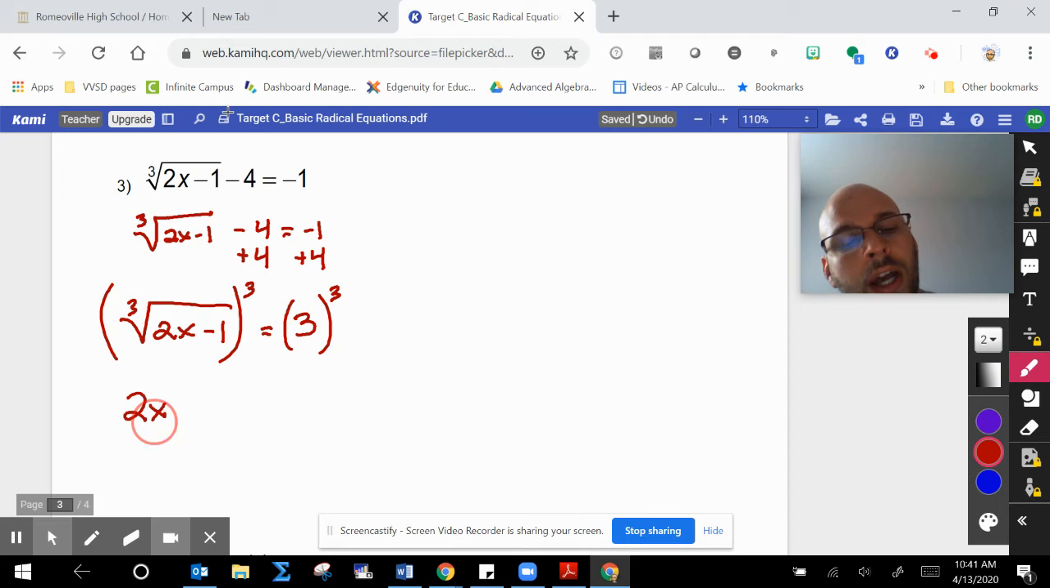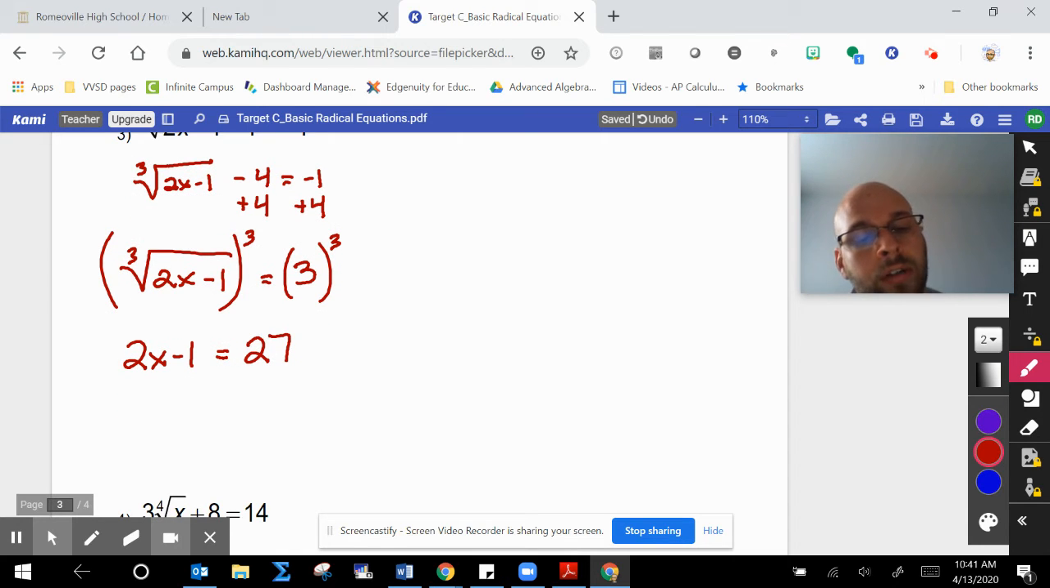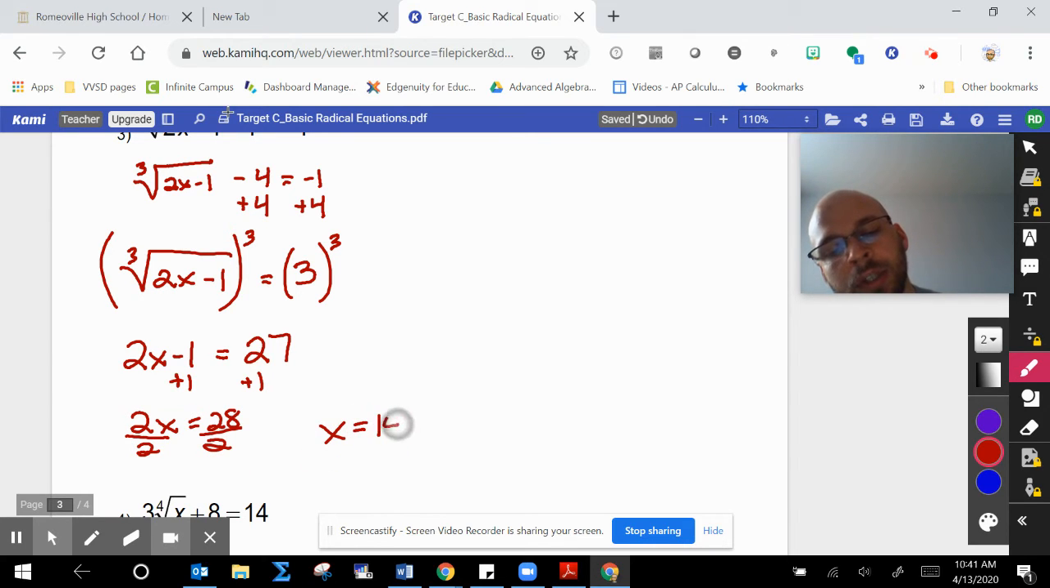So I get 2x minus 1 equals now 3 to the third power. So that's 3 times 3 times 3. That is going to give me a value of 27. Now from there, I can add 1 to both sides. So I now have 2x equals 28. And if I divide by 2, I'm going to get x to be 14.